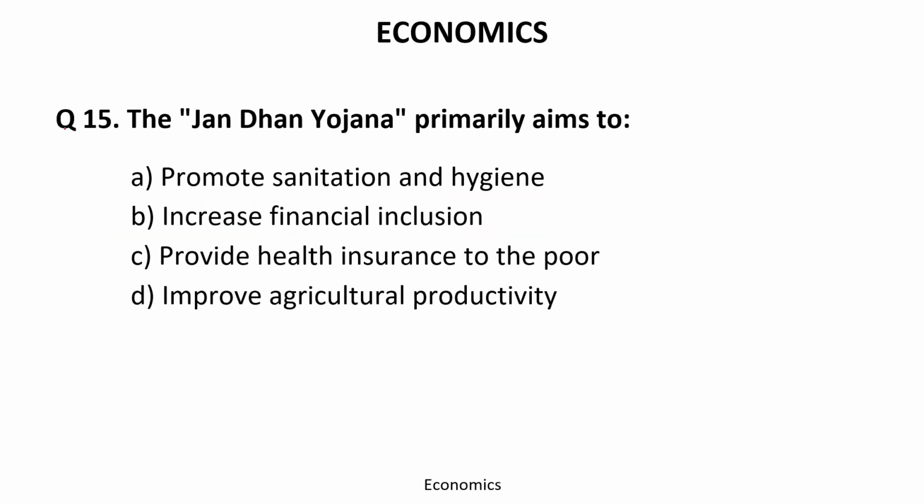15th question, we have Jan Dhan Yojana primarily aims to promote sanitation and hygiene, increase financial inclusion, provide health insurance to the poor, improve agricultural productivity. Again, 20 seconds you have to think and answer. Your time starts now. 1, 2, 3, 4, 5, 6, 7, 8, 9, 10, 11, 12, 13, 14, 15, 16, 17, 18, 19, 20. Time's up. The correct answer is B.